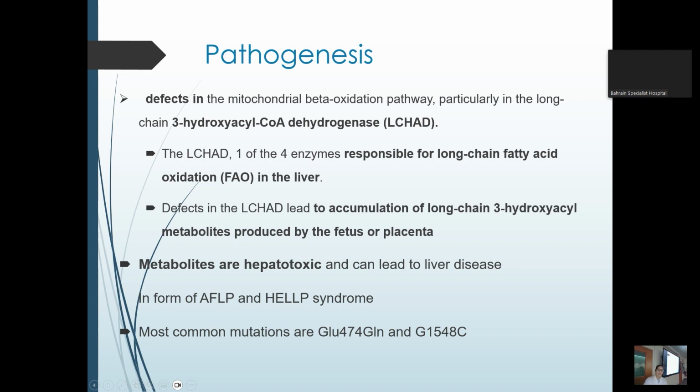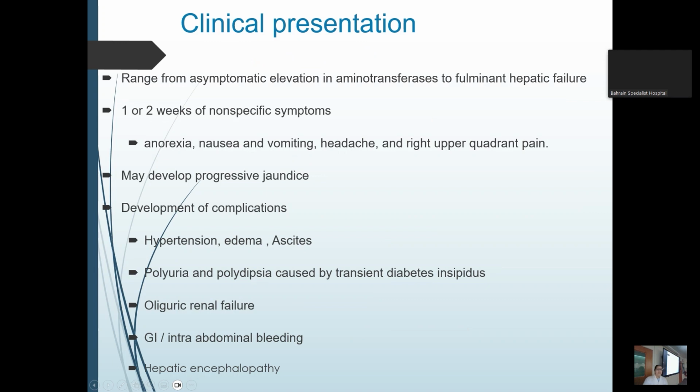Defect in the LCHAD leads to accumulation of the long chain fatty acid metabolites produced by the fetus to the placenta. These metabolites are hepatotoxic and lead to liver disease in the form of AFLP and also HELLP syndrome. Clinical presentation ranges from asymptomatic elevation in the aminotransferases to fulminant hepatic failure. There are 1 to 2 weeks of non-specific symptoms, which are anorexia, nausea, vomiting, headache, and right upper quadrant pain. Later, it may develop progressive jaundice.